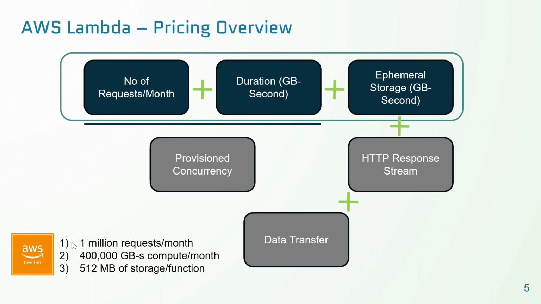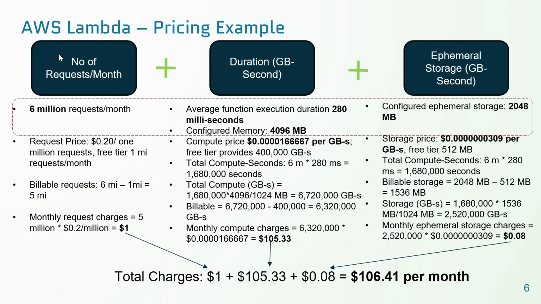AWS offers the following free tier quota for AWS Lambda even after the first year of free tier. First, 1 million requests per month are free. Second, 0.4 million GB-seconds of compute per month are free, and 512 MB of ephemeral storage per function is free. Let us take a look at an example for pricing.